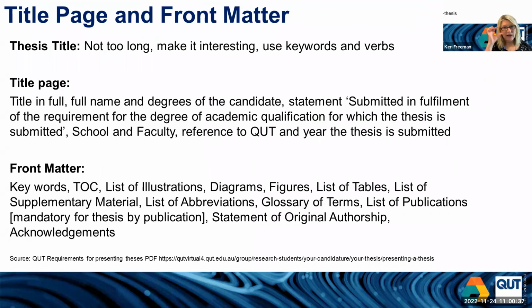So you're going to have a title page. Make your actual title a bit interesting. Use keywords, use verbs. You'll have the page with all that information. Now, all of this is from the QT requirements that are on HiQ. You'll have your front matter, which is your table of contents, list of illustrations, figures, tables, abbreviations. I recommend a glossary of terms, which just means defining all those key concepts. You might have a list of publications, regardless of whether you're doing thesis by publication or not.